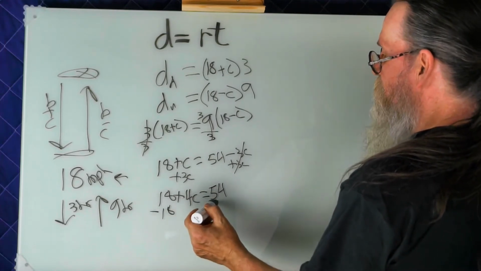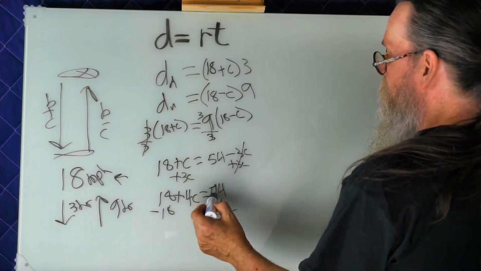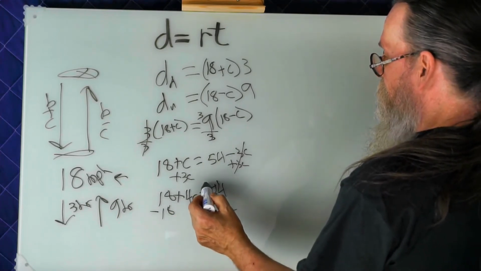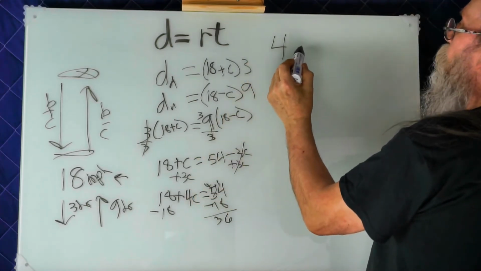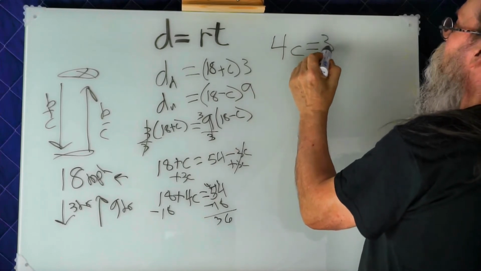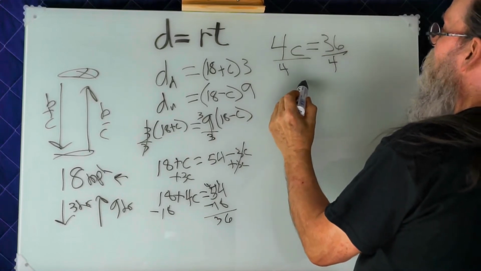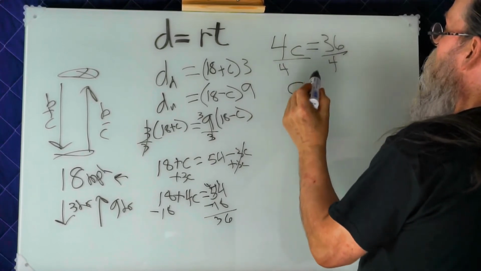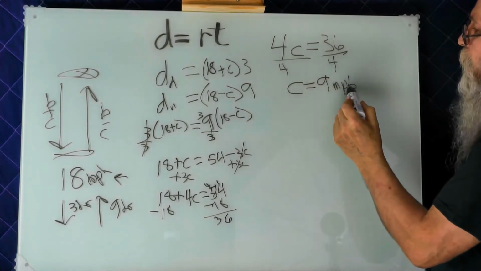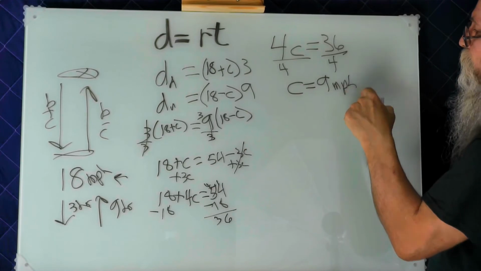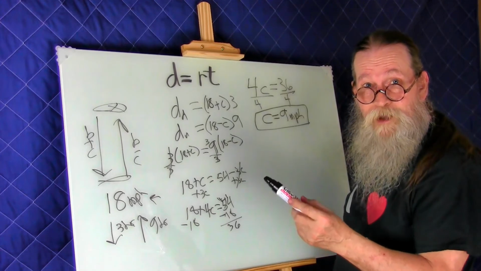Subtract 18, subtract 18. 36. So we end up with 4C equals 36, divide by 4, divide by 4. C, the speed of the current, is 9 miles per hour. So the speed of the current is 9 miles per hour.